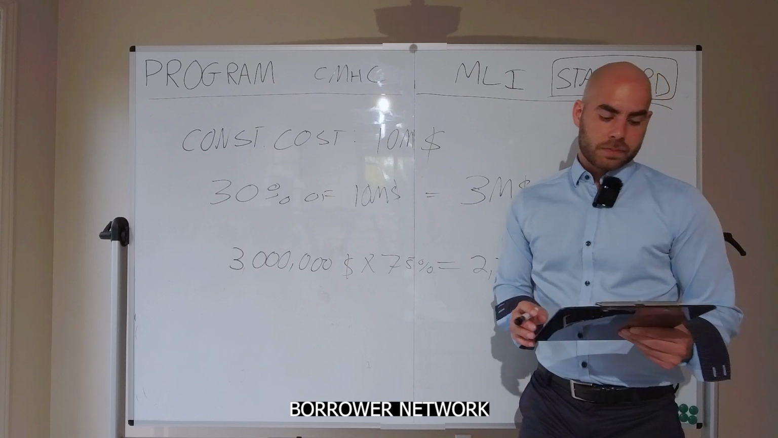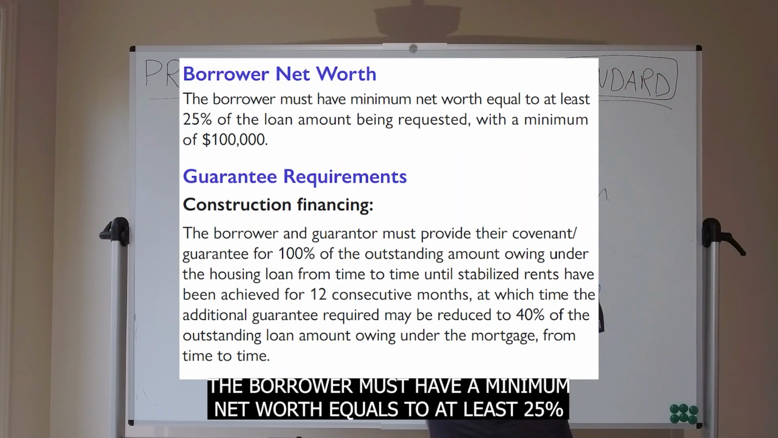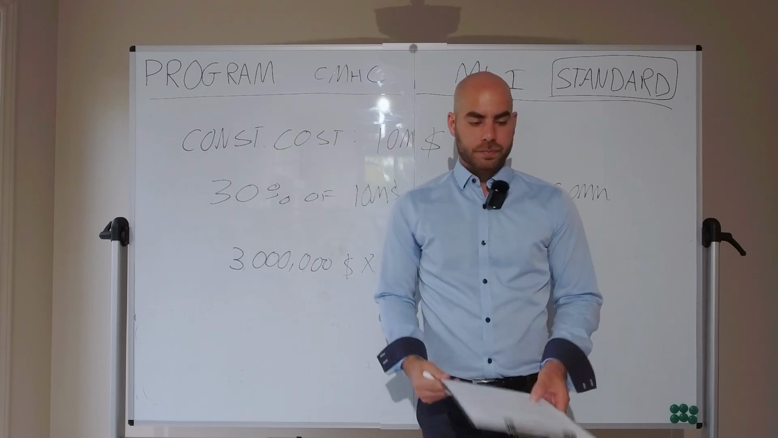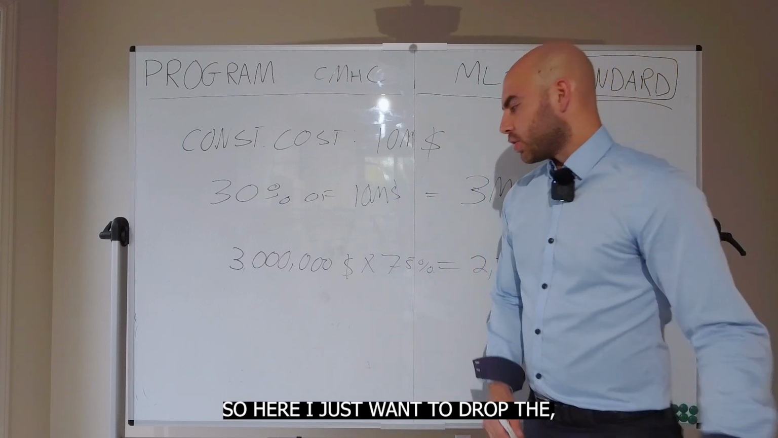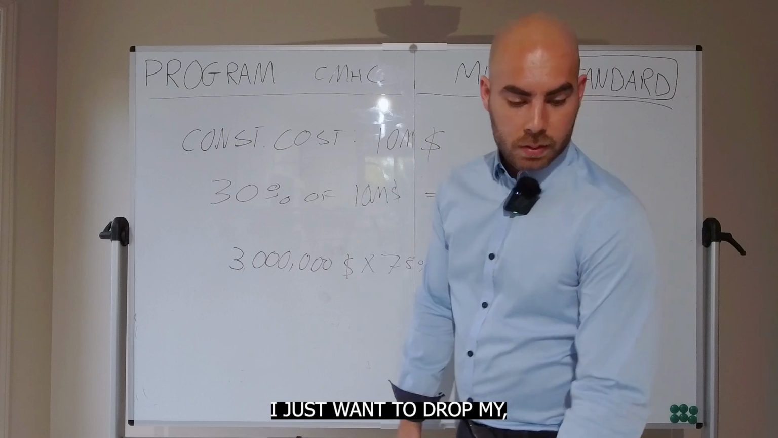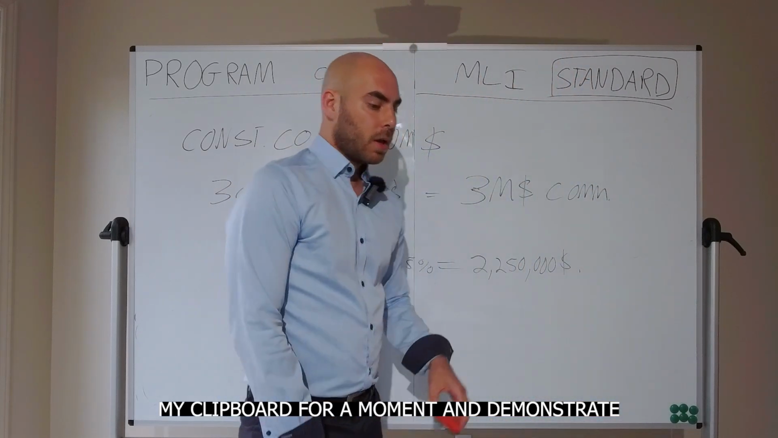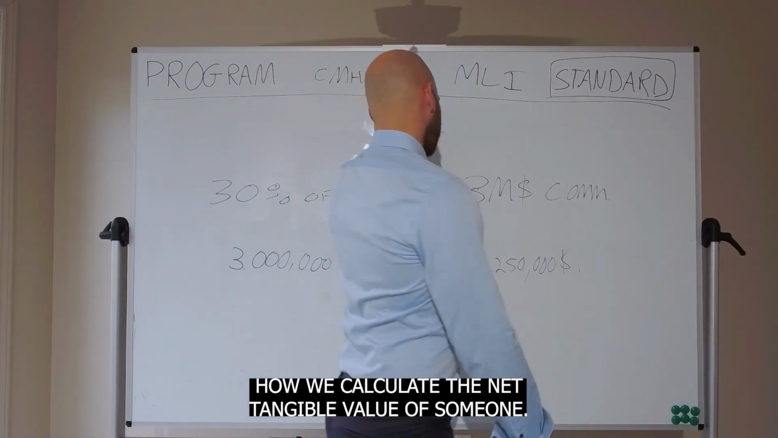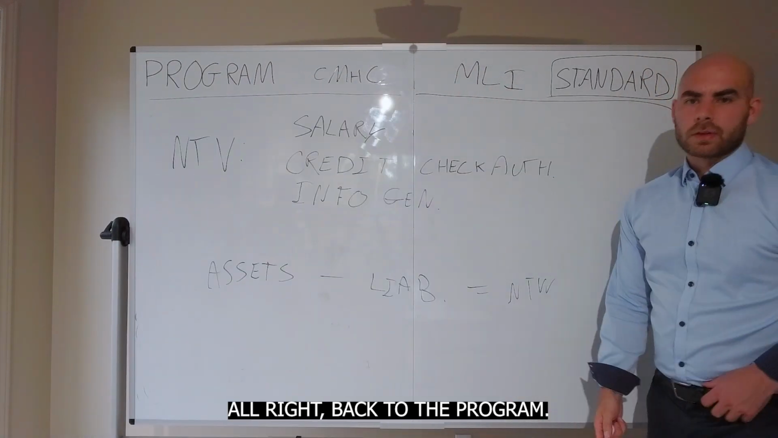Borrower net worth. The borrower must have a minimum net worth equal to at least 25% of the loan being requested, with a minimum of 100K. So here I just want to drop my clipboard for a moment and demonstrate how we calculate the net tangible value of someone. All right, back to the program.